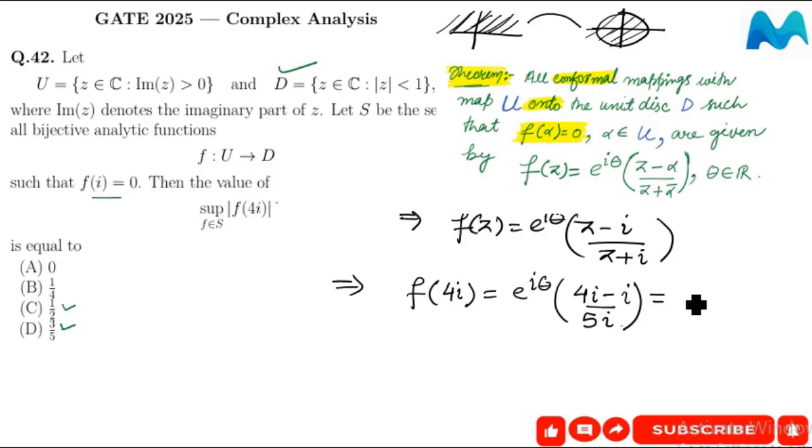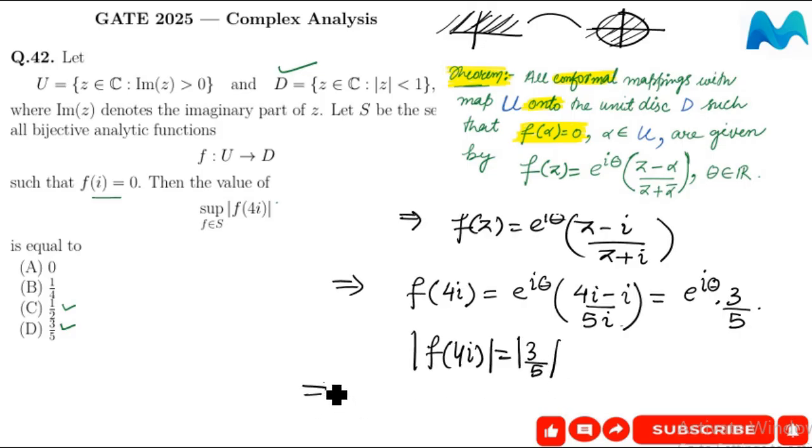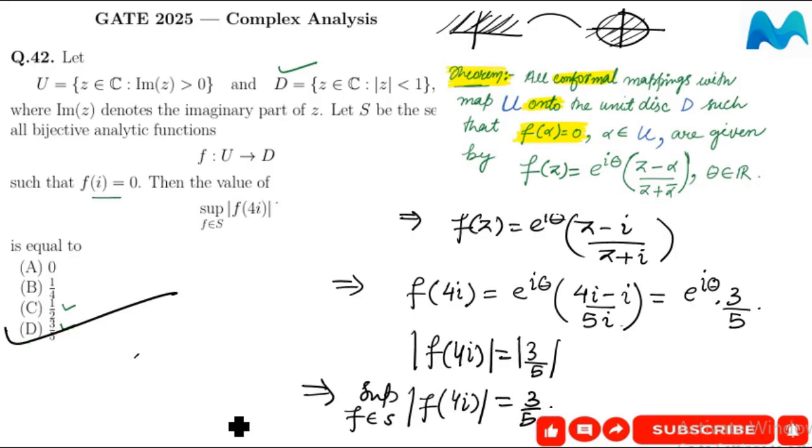So we can write it like this: e^(i theta) times 3 by 5. Now the modulus of f of 4i will be 3 by 5, and the supremum over f belongs to S of f of 4i will be 3 by 5. I hope you have understood, and this will be the answer. Thank you very much.